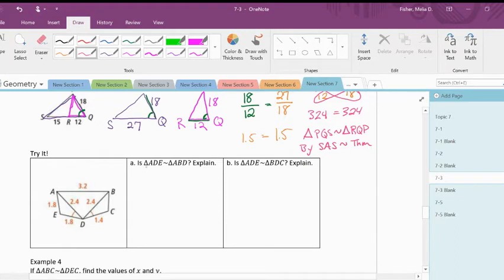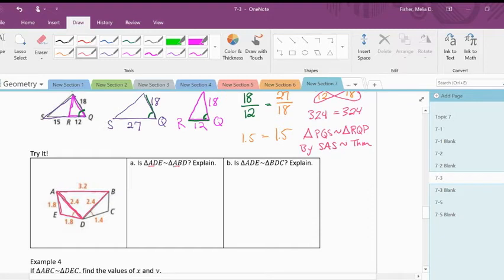In part A, we're looking at triangle ADE. That's this triangle out here on the edge. And we're comparing it with triangle ABD. So we have these two triangles that we're comparing. Notice that we're given all of the sides. So we need to look at how we're going to match them up.